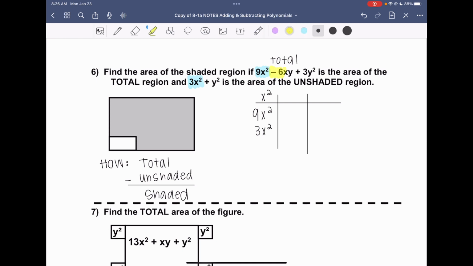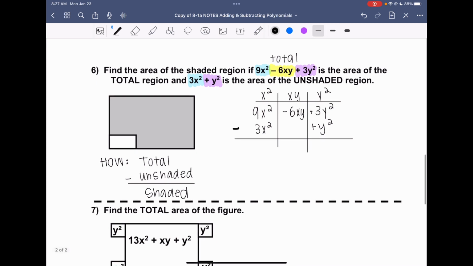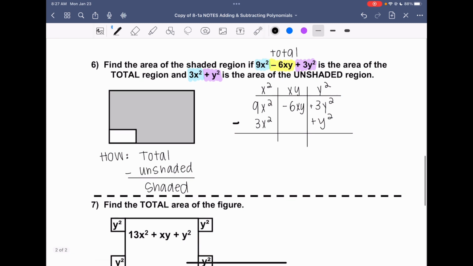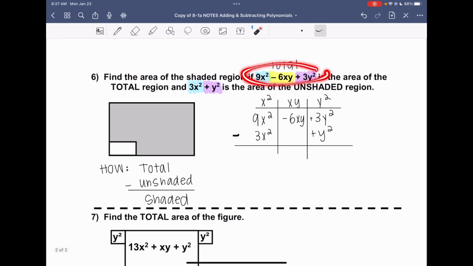I have xy's, but I only have one of those. So I have xy's, and that's this one. And then I have y squareds. So then I have 3y squared plus y squared. Okay, and because I'm trying to find the unshaded region, I have to subtract them. So remember, it had to be the total region minus the unshaded region, which is why I had to put these numbers on top when I put them into their columns.